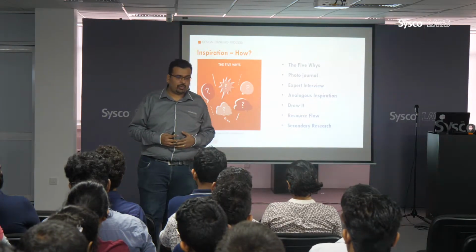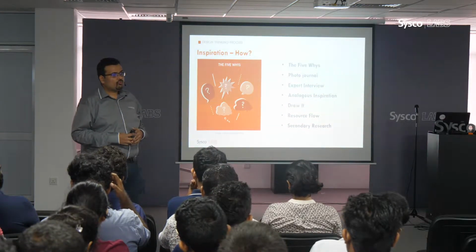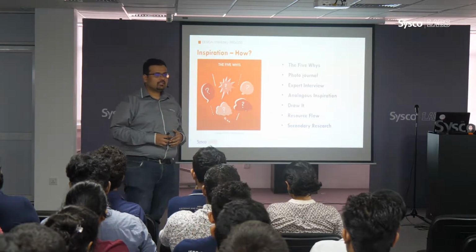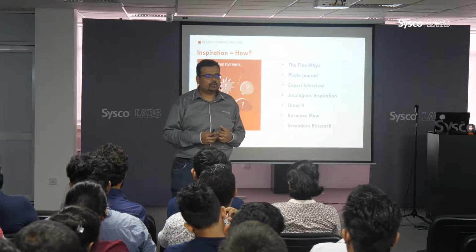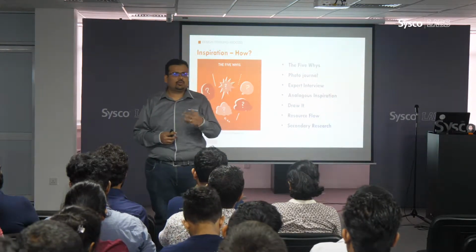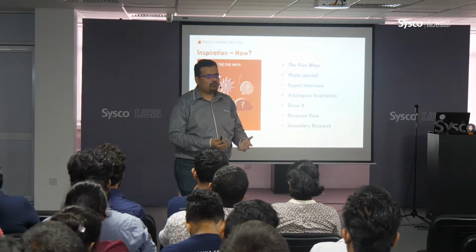I think you can learn and you can study that. So the next one is the photo journal. Here, it's all about observing. What you need to do is tell your user to take a camera or a smartphone and take pictures of the problem.